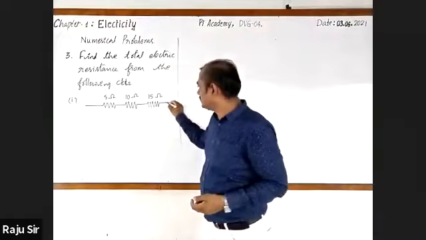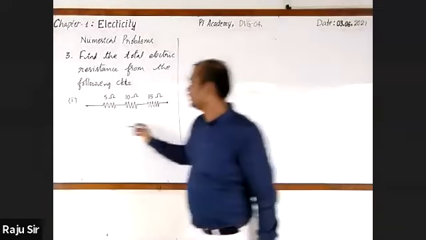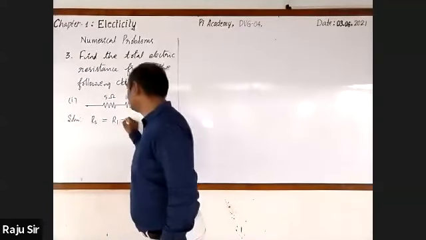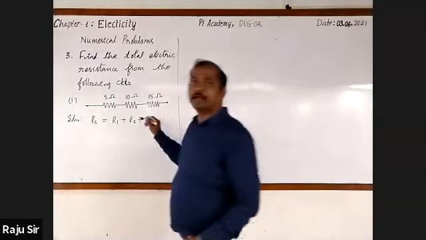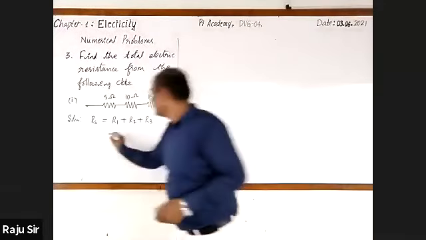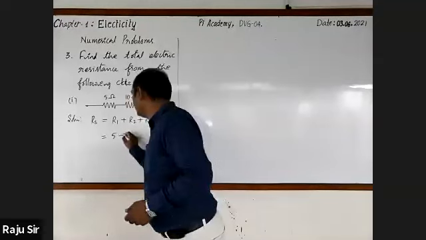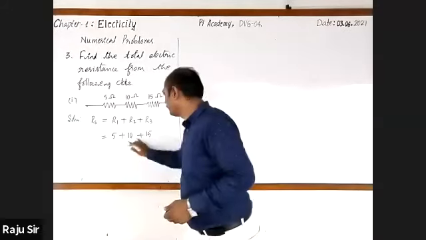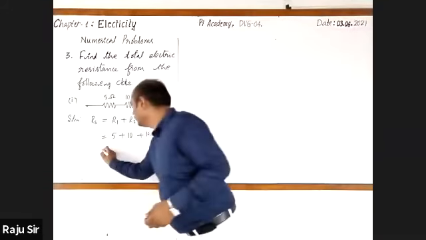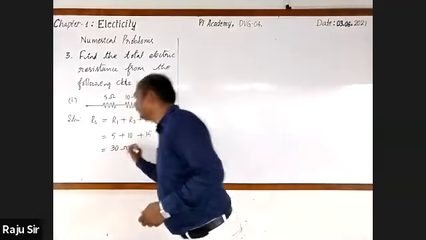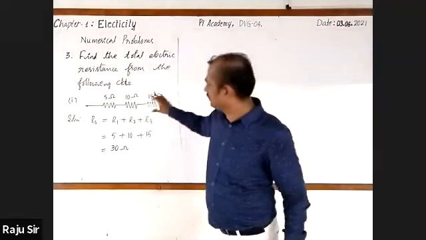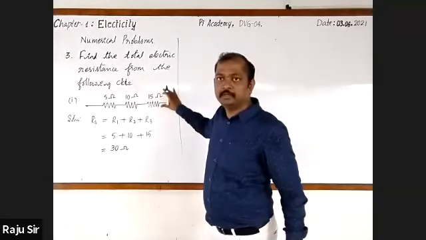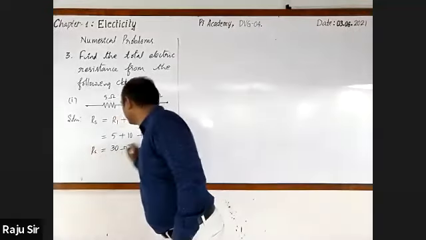Just by observing this circuit, you can come to know that the resistors are connected in series. So, effective resistance can be written as Rs is equal to R1 plus R2 plus R3. Then you may substitute where R1 is 5 ohm, R2 is 10 ohm, and R3 is 15 ohm. On adding all the three, you will get 30 ohm. It is the effective resistance offered by this circuit. Rs is equal to 30 ohm.